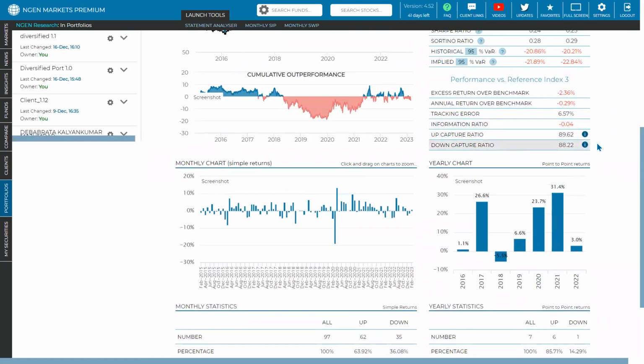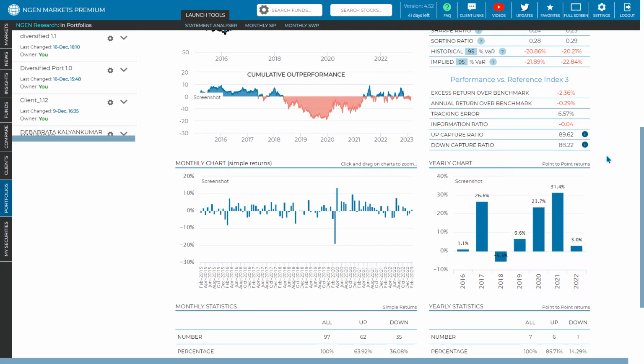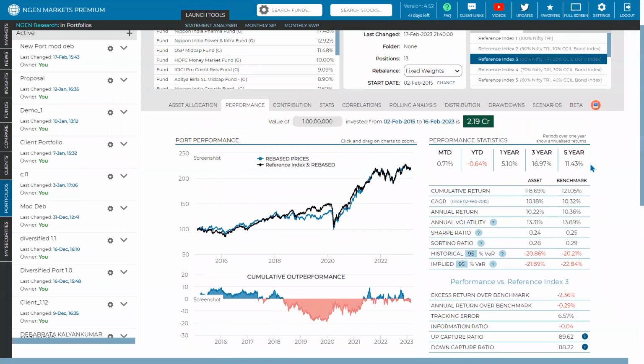For example, the capture ratio which you see is mostly below 100. That infers that whenever the benchmark performs, this current portfolio does not perform as much as the benchmark. And you can definitely see the down capture as well. So that's how this works for the entire performance analytics of a portfolio.